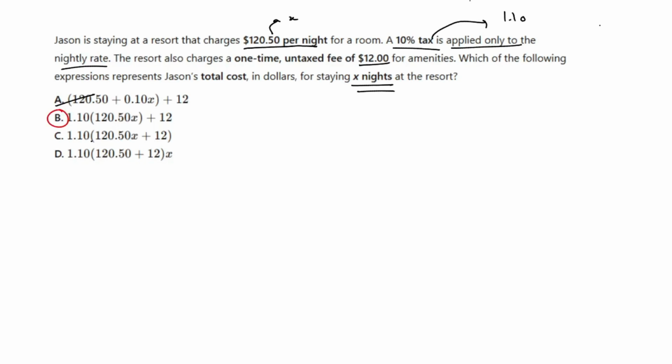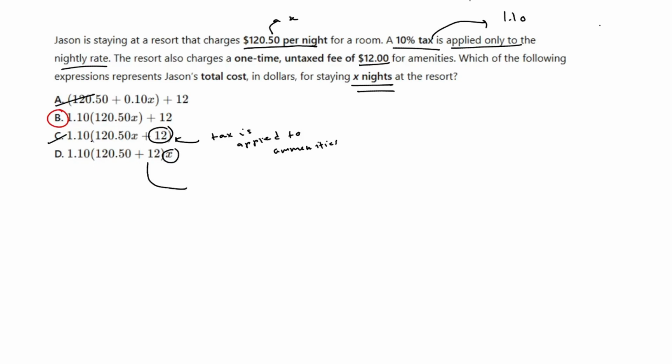Now let's look at C. The issue with C is that we can see the 12, the amenity value, is inside the bracket. So here tax is applied to, I guess, the amenities, which is not what we want.